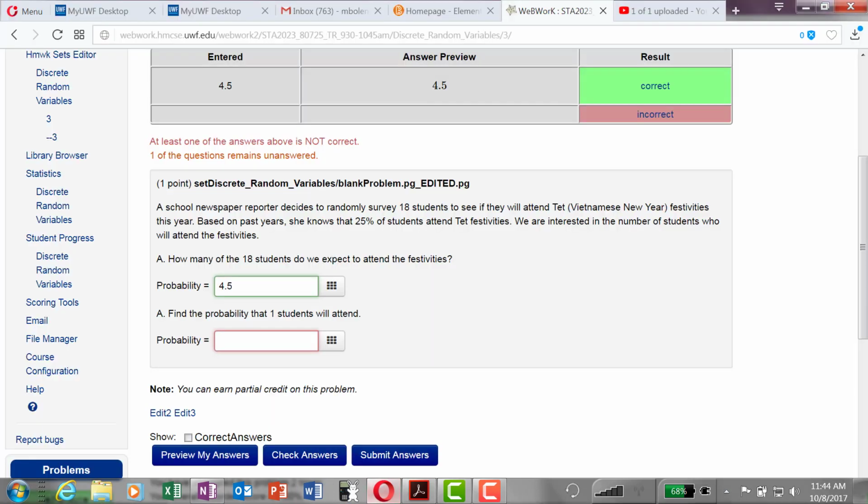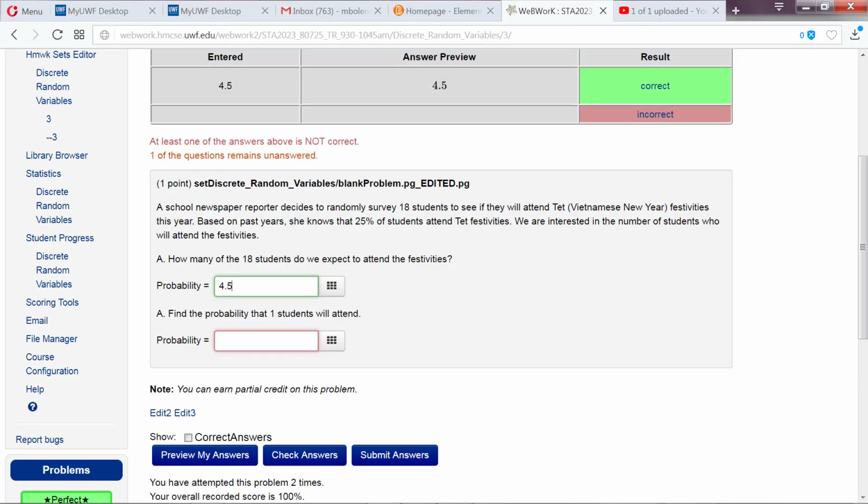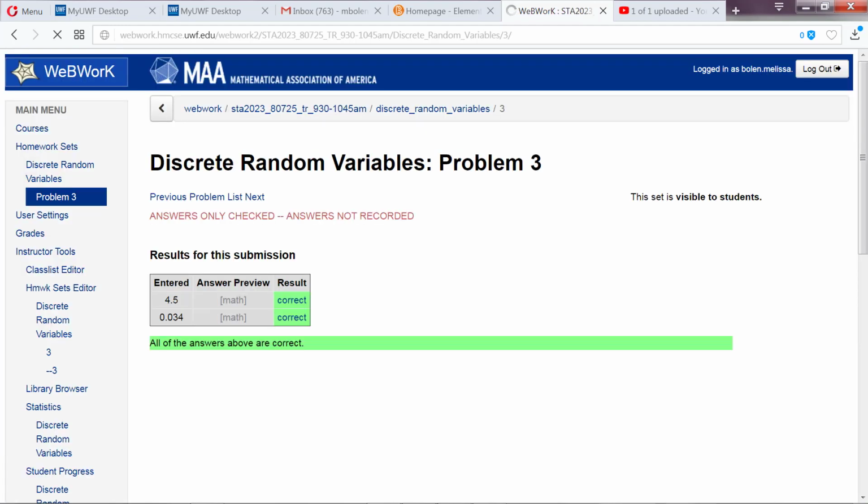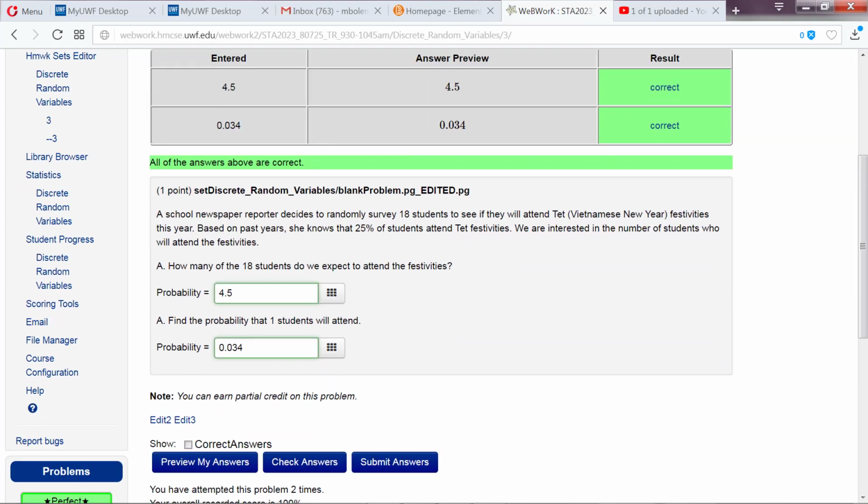Okay, so let's go over and put in our answer. It would be over here. Oh, we already did that, that's right. So right here is 0.034. We're going to hit check answer, and we are correct.